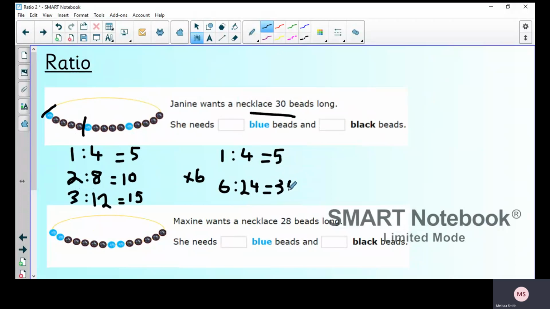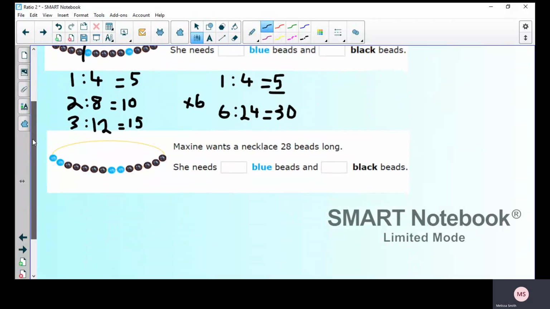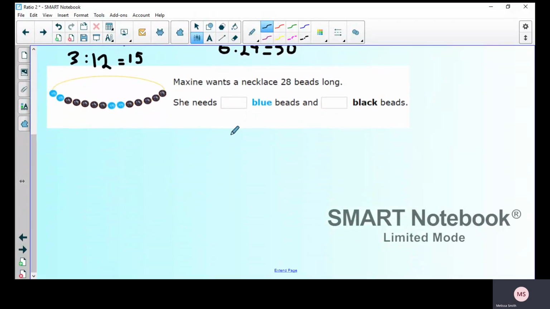So what we've done there for that question is you've looked at the original pattern, the total number of beads divided by the number of beads in the pattern. So 30 divided by 5 tells me that my pattern is going to repeat 6 times. So 1, 2, 3, and then 4, 5, 6, and that's what you multiply it by. If you are confident with that, have a go at this question. Otherwise, we will go through it together.